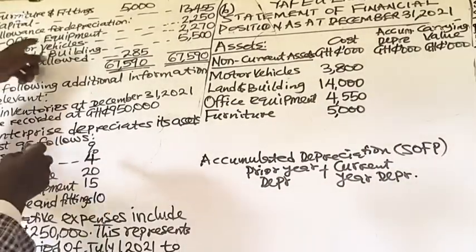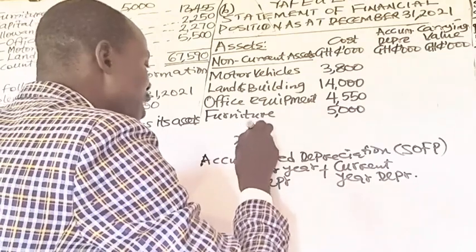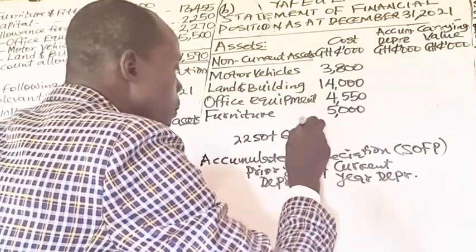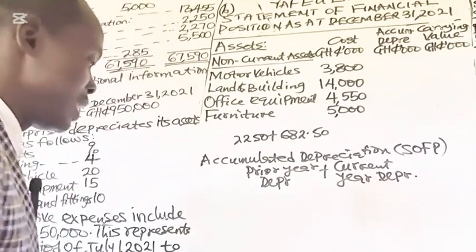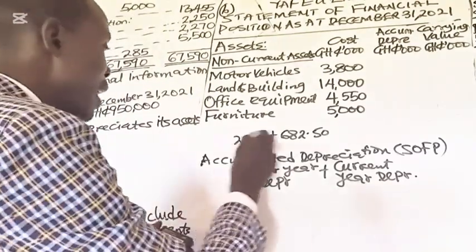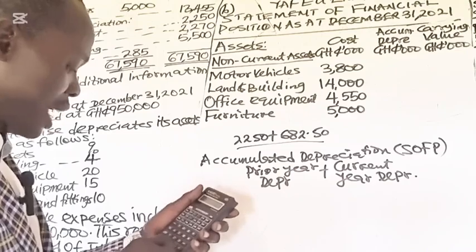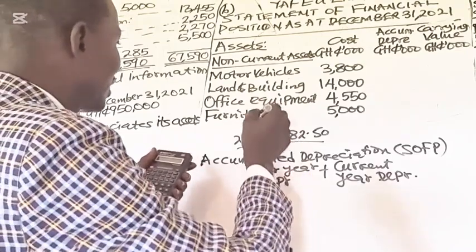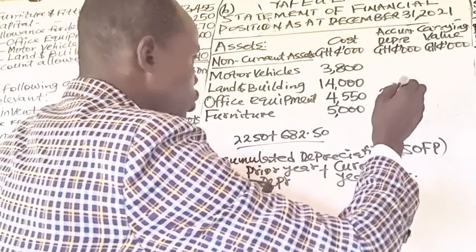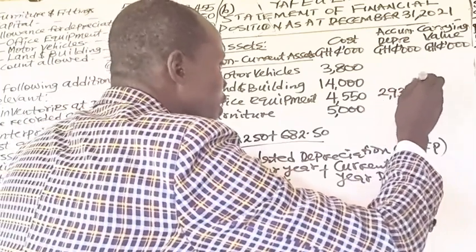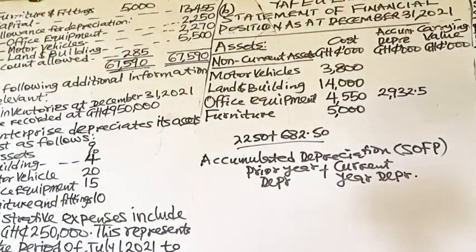That is, for office equipment, the accumulated depreciation is 2,250 plus 682.5. The 682.5 we've obtained in the statement of profit or loss under expenses. If you add the two together, 2,250 plus 682.5, that gives us 2,932.5. That is office equipment accumulated depreciation. The same thing will be done to other classes of assets.